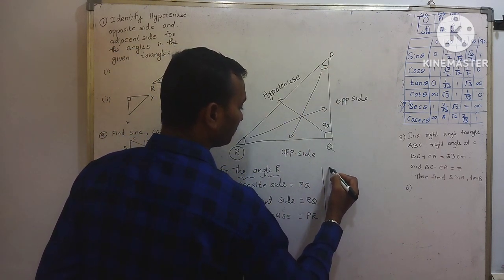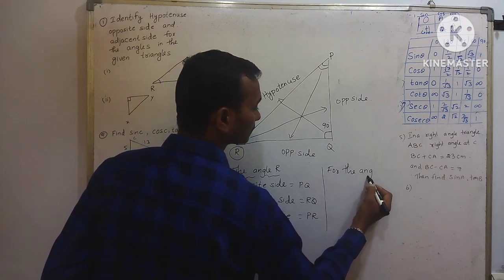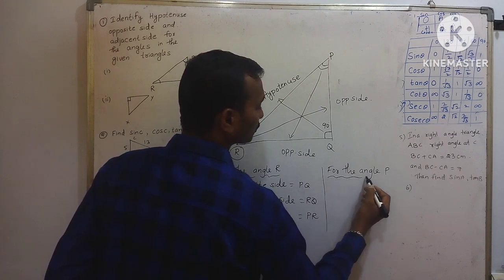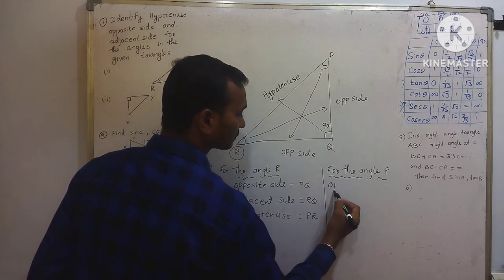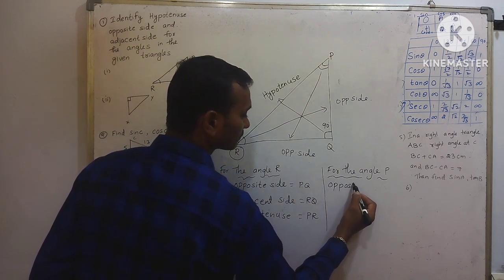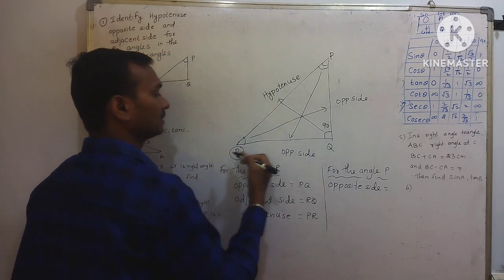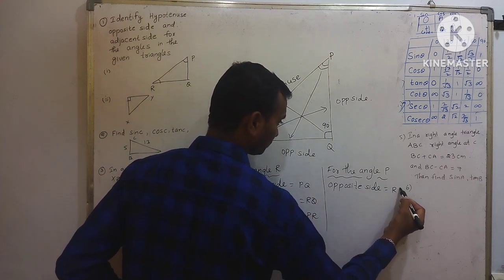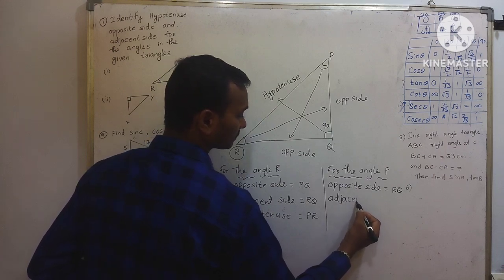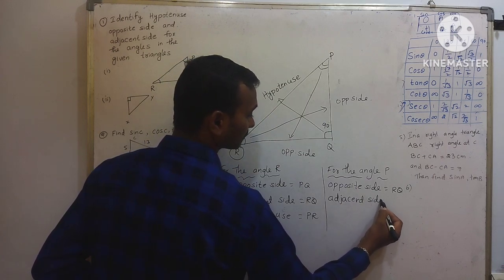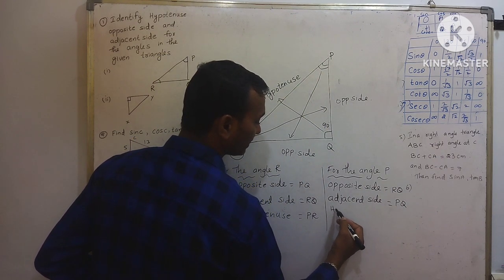So if you see from angle P, its opposite side is nothing but RQ. Adjacent side is nothing but PQ. Hypotenuse will remain the same for both the cases.